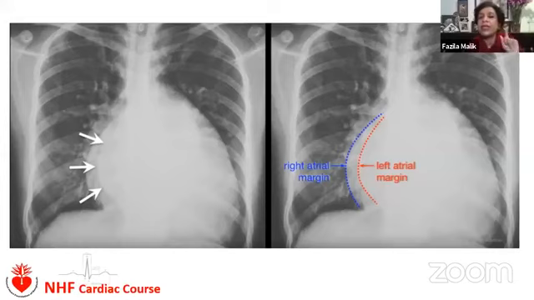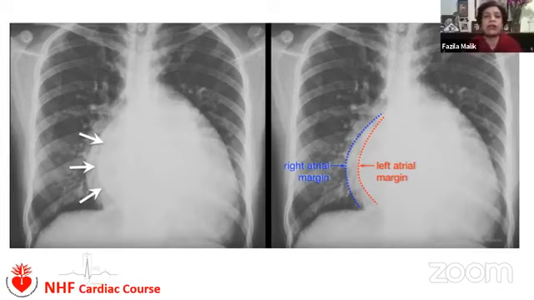Now, when will we think that yes, the left atrium is enlarged? When we have other clues as well. And one very important clue is that there is a straightening of the left border of the heart. So in the right side, we're getting the double density sign, but in the left side, we're getting a straightening of the left border of the heart.